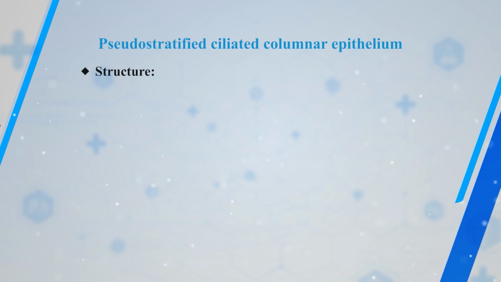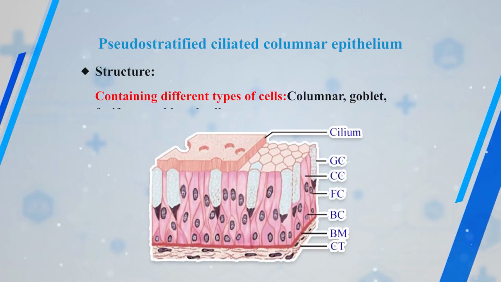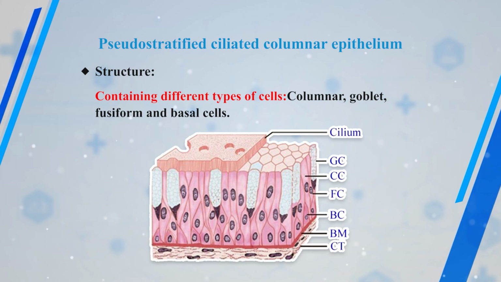Pseudostratified ciliated columnar epithelium. Pseudostratified ciliated columnar epithelium is a variety of simple epithelium containing different types of cells: columnar cells, goblet cells, fusiform cells, and basal cells. All these types of cells rest on the basement membrane, but not all reach the free surface. The nuclei of such cells lie at fairly distinct levels, so it only looks like stratified epithelium.